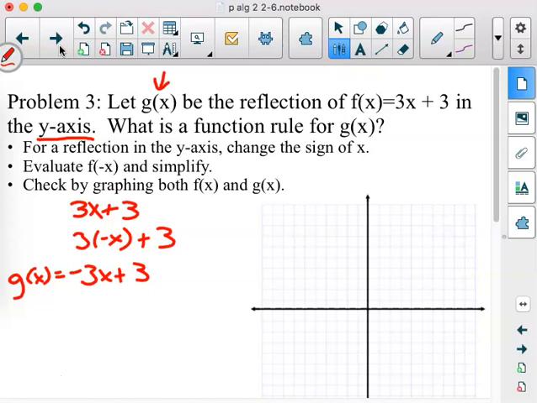And then it says, check by graphing both f of x and g of x. All right, so I'm going to color code. f of x is 3x plus 3. y equals mx plus b. That means I'm going to start on the y-axis at 3. And this has a slope of 3, so that's 3 over 1. I'm going to go up 3 and to the right 1.